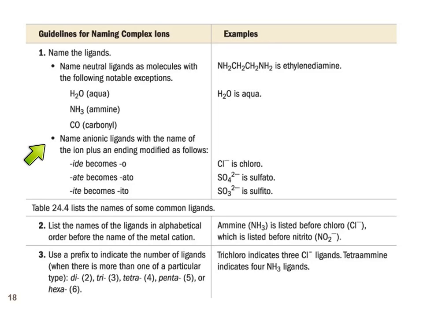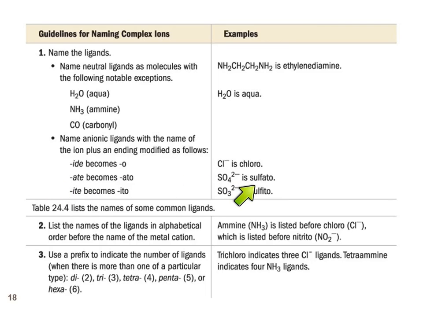Then you name the anionic ligands. And here we take the name of the ion, and then we modify the ending. So basically, we're throwing an O on here, but we have to get rid of some stuff sometimes. So if it's "ide," like chloride, it becomes chloro. Fluoride would be fluoro, etc. If the anion has an "ate" ending, like sulfate, then it's sulfato.